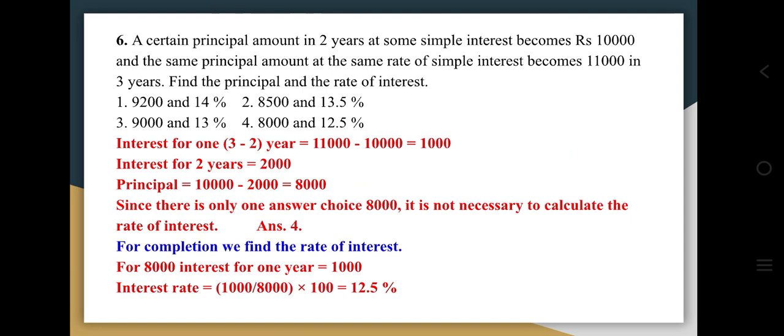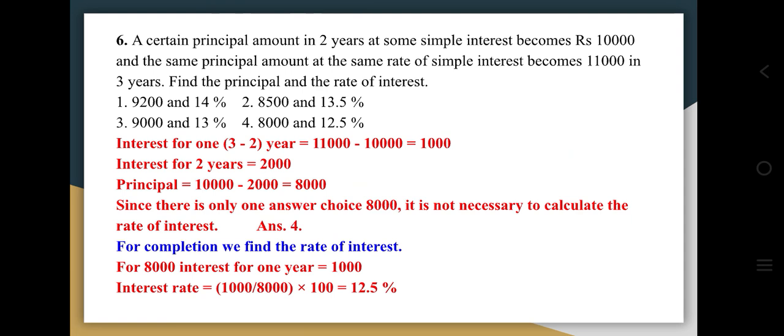A certain principal amount in 2 years at some simple interest becomes rupees 10,000, and the same principal amount at the same rate of simple interest becomes 11,000 in 3 years. Find the principal and the rate of interest. So we are given, in 2 years the amount becomes 10,000. So principal amount plus 2-year interest is 10,000. And principal amount plus 3 years interest is 11,000.